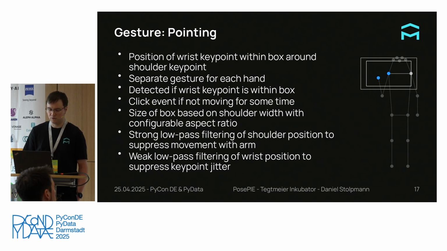We also use a lot of filtering here, so strong filtering for the shoulder position, because you don't want to have the mouse position influenced by just your shoulder being slightly moved while you move your arm. Then we use some weak low-pass filtering on the wrist position itself to still make it responsive, but also suppress a bit of the jitter.